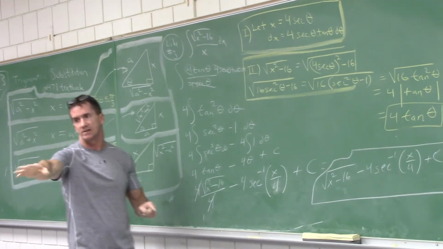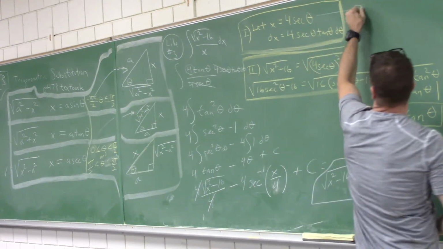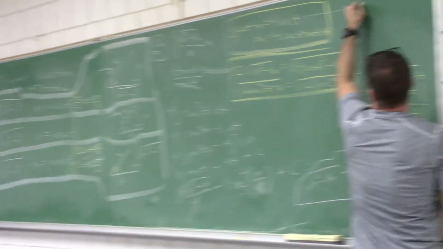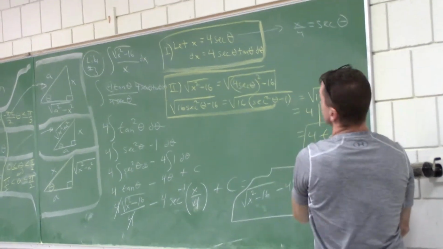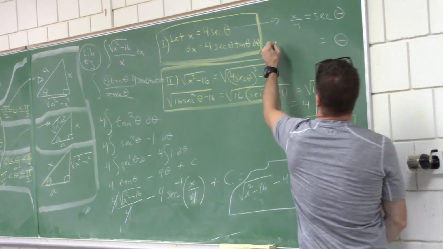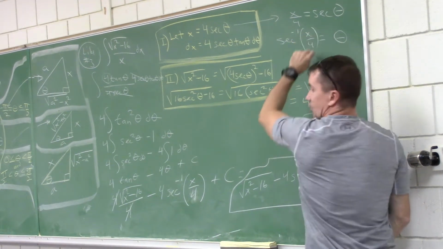There's something else you might look at that's better. You might just look at that. So I'm going to just go like this, come outside here. Andrew, what would that be? x over 4 equals what? Secant theta. Now rewrite that as theta equals. What would theta equal? Inverse secant of x over 4. You might find that easier.